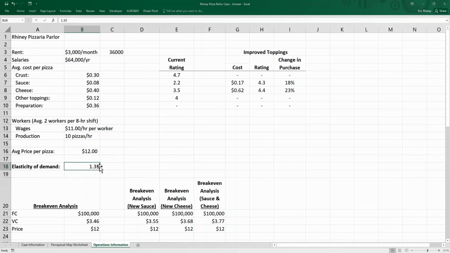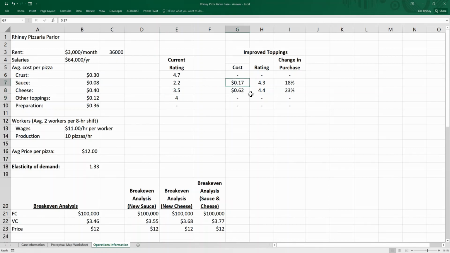All right. We're given some additional information over here, and I'll speak a little bit to this, but then we'll come back to it later on. So we have our current ratings on a 5-point scale for each one of our toppings. Again, 5 being the best and 1 being the worst. So our crust is really well known. We're known for our crust. Our sauce, yeah, not so much. Cheese, there's room for improvement, and other toppings are relatively high as well.